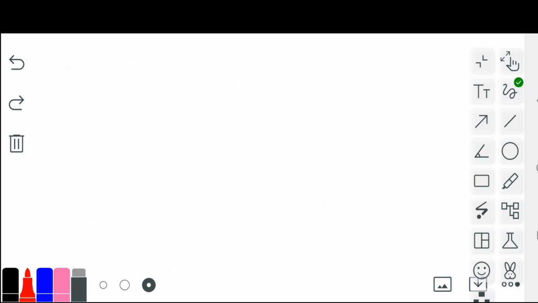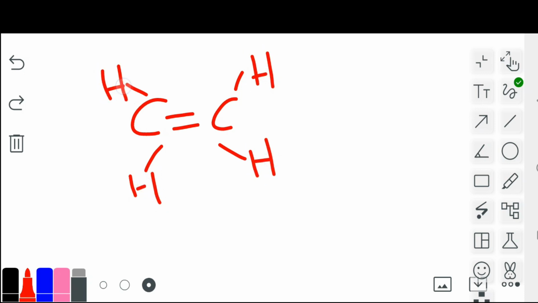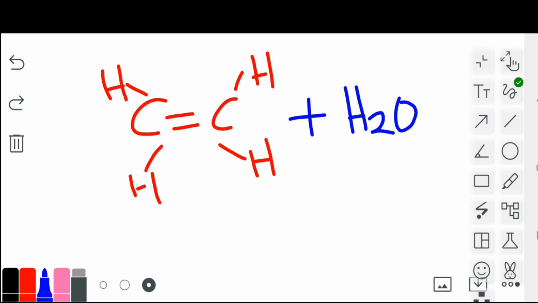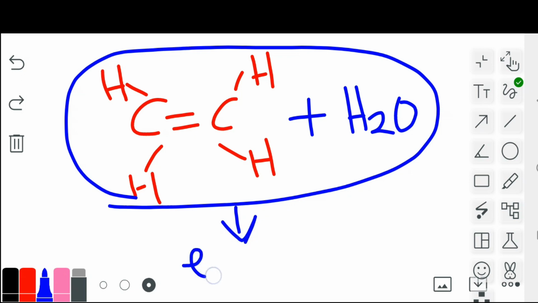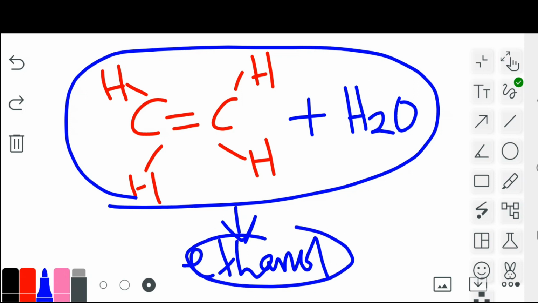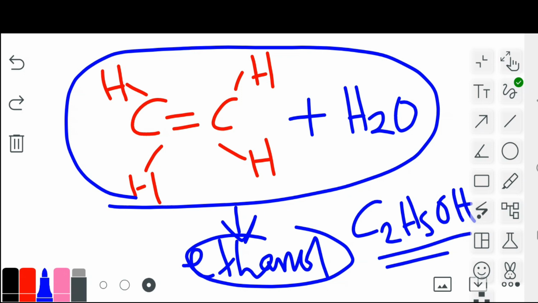So we know that ethene looks like this. You can confirm that. And then we add water. Now, once we add in water, what normally happens is that this will be converted to ethanol, or it will produce ethanol. So make sure you understand that. It produces ethanol, which is C2H5OH.